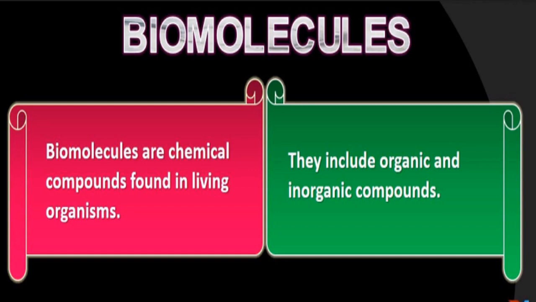So biomolecules are chemical compounds found in living organisms. All the chemical compounds which are found in our body, in the body of any living organism, in any animal or plant, are called biomolecules. They include organic and inorganic compounds. Both types of compounds are present in our body, organic compounds and inorganic compounds, and all these are biomolecules.